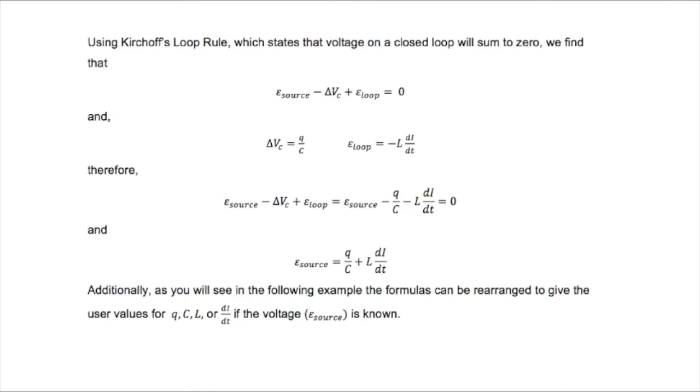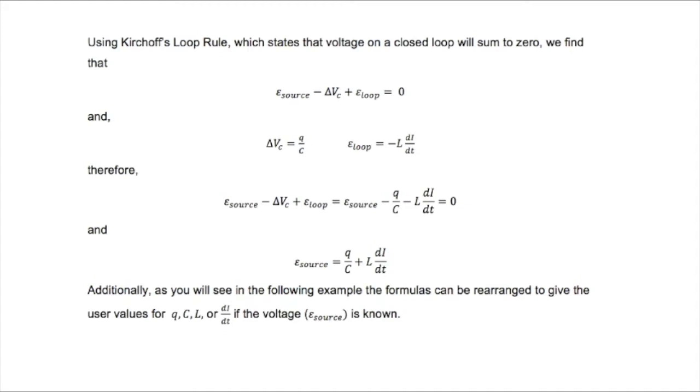From the aforementioned diagram, we will be using Kirchhoff's loop rule, which states that voltage on a closed loop will sum to zero. Using Kirchhoff's loop rule, we find that the voltage source minus the voltage of the capacitor plus the voltage of the loop, known here as E loop, will equal zero. The voltage of the capacitor is equal to charge over its capacitance, and the voltage of the inductor, E loop, is the negative inductance times the change in current with respect to time.